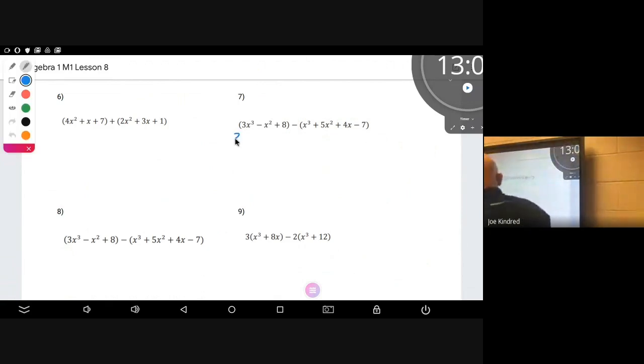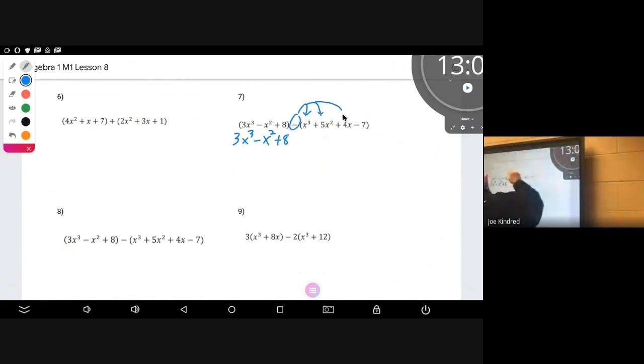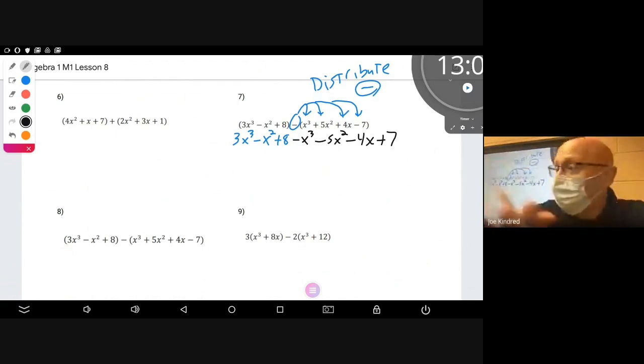First of all, rewrite 3x cubed minus x squared. Rewrite the first one as is. Because we have subtraction right here, I'm going to distribute the negative into that expression. And so I rewrite minus x cubed minus 5x squared minus 4x plus 7. Now you can see this seems to clear that up a little bit with respect to how I approached it the first time.